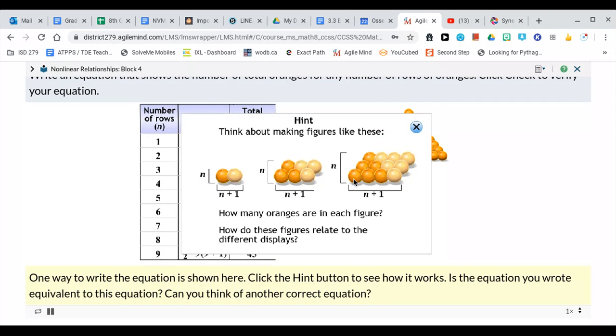Same thing here, they added 1 more to the bottom row, but then they had to add the rest to make it equal. Now the reason we divide by a half or multiply by a half is because we don't want this whole thing, because that would be counting our oranges doubled. We divide or multiply by a half because we only want these darker oranges here. We don't want these lighter ones.